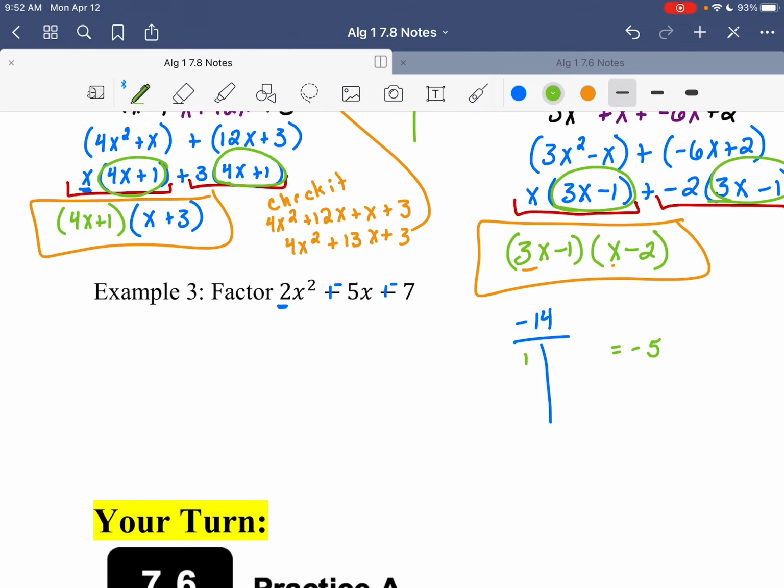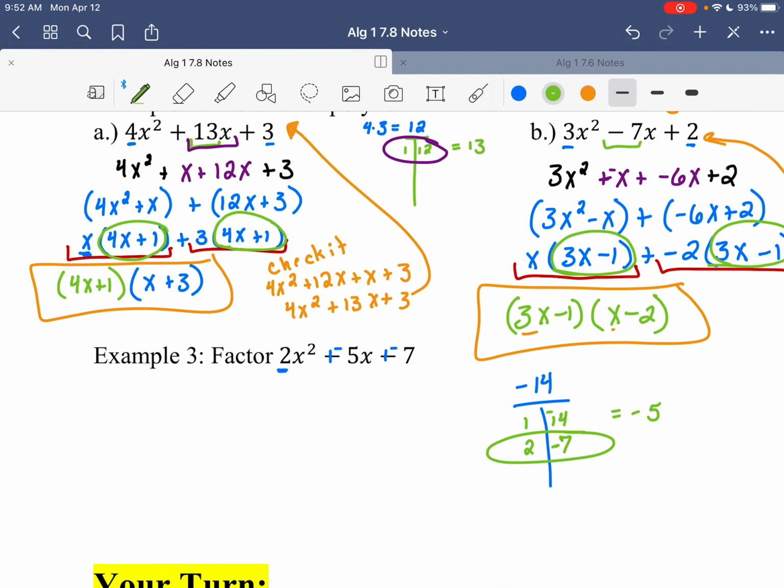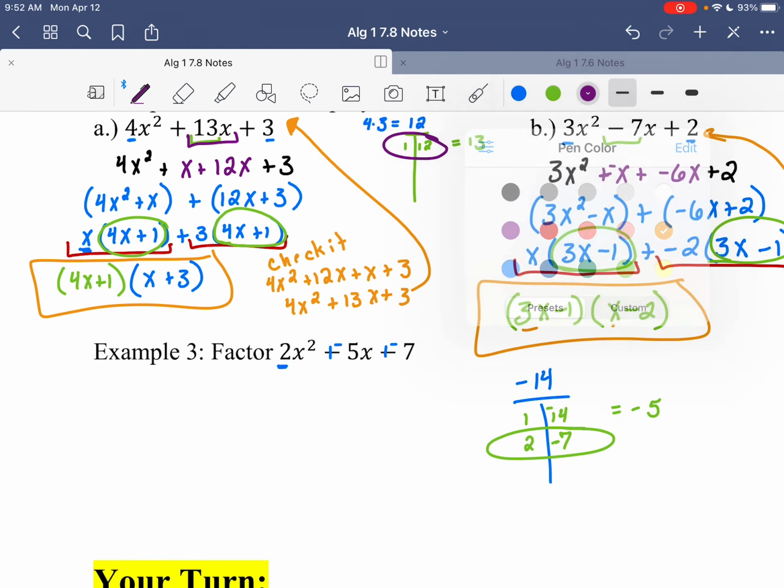So let's do 1 and 14. If the 14's negative, that would give me negative 13. Nope, that won't work. 2 and 7. If the 7's negative, it works. 2 times negative 7 is negative 14. 2 plus negative 7 is negative 5. We found it. Step 3, rewrite the middle term using those factors.